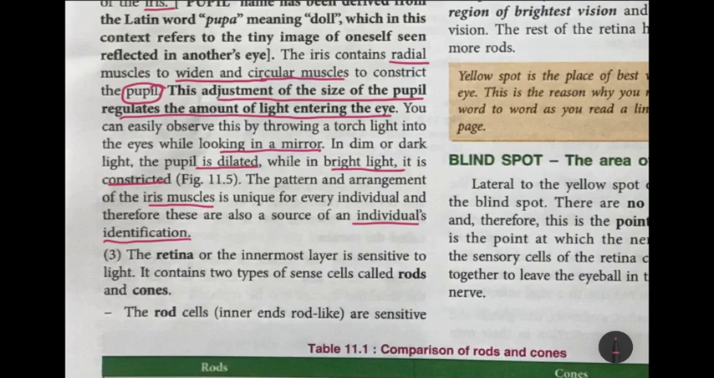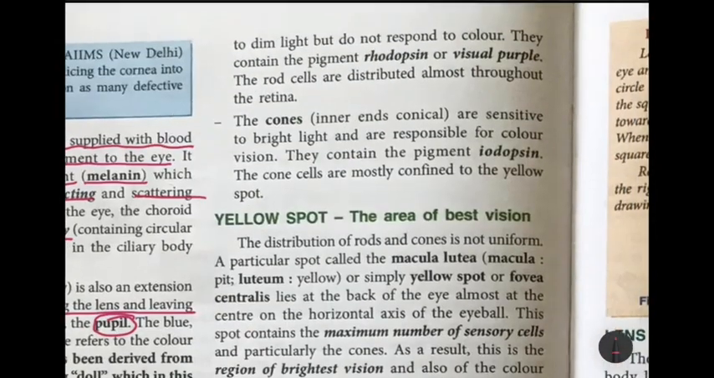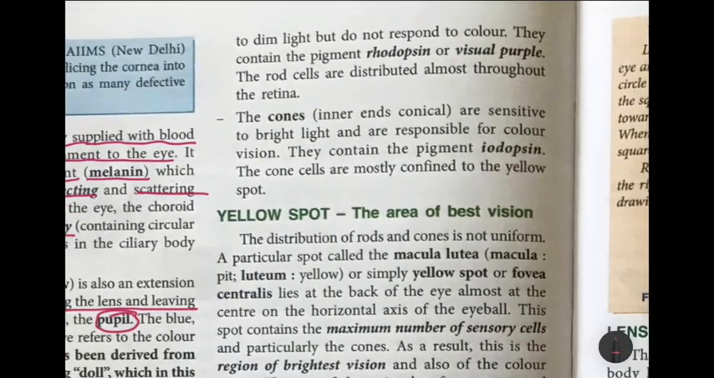Now next, the third is the retina, the innermost layer, which is sensitive to light. The retina has two types of sense cells, the rods and the cones. The rod cells, their inner ends are rod-like, are sensitive to dark, to dim light, but they do not respond to color. And remember, the rods contain a pigment, rhodopsin. Children, this is important: rhodopsin is also known as visual purple. The rod cells are distributed throughout the retina.